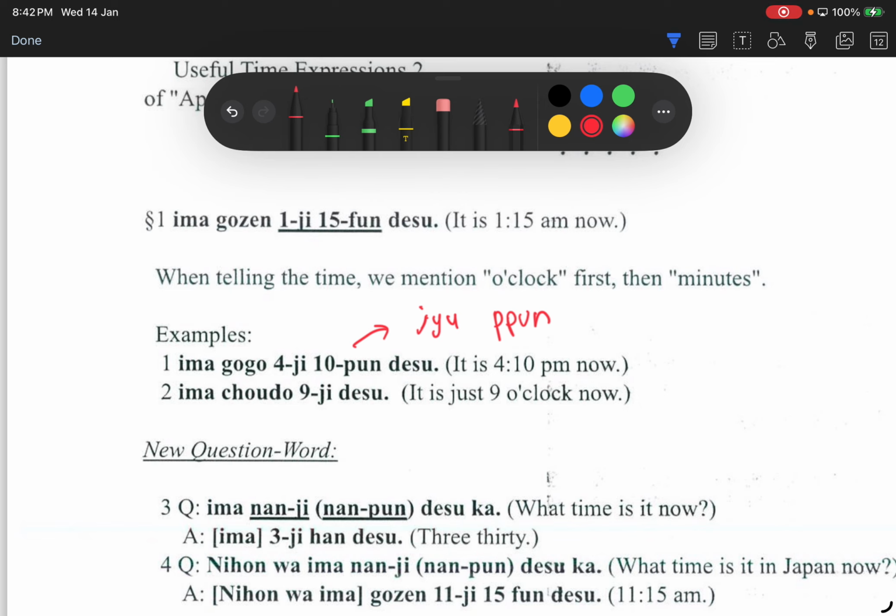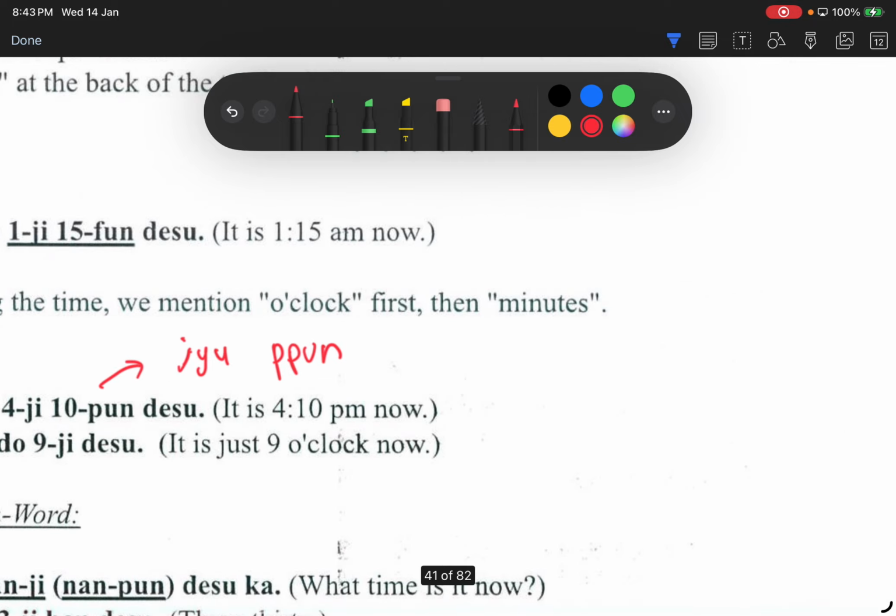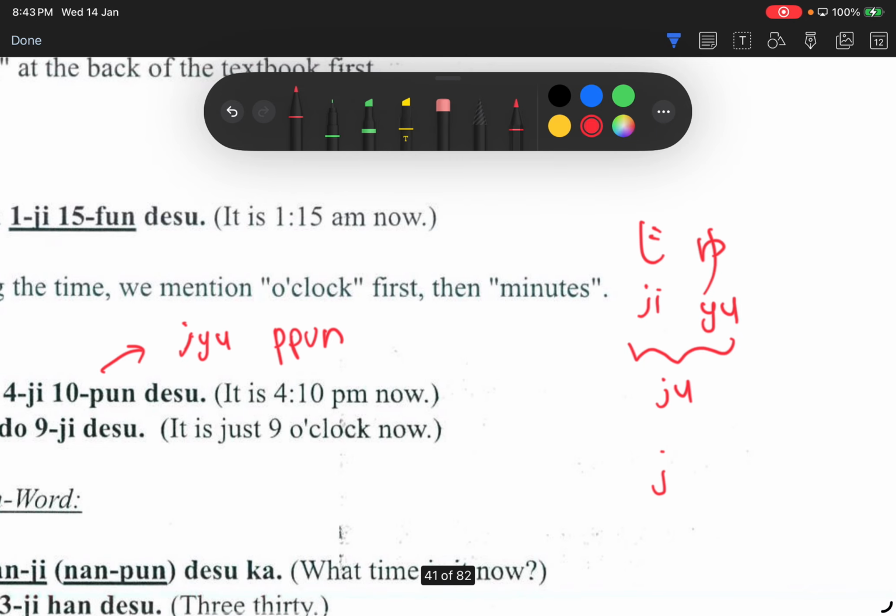JYU, only one U. PPUN. I know why. It's just JU. I know. GU, right? Different textbooks will write it differently. This is pronounced as JYU, right? Some textbooks will just say this is JU, some will say this is JYU. So it depends on the textbook, but they are the same thing. And the textbook here put JU only.